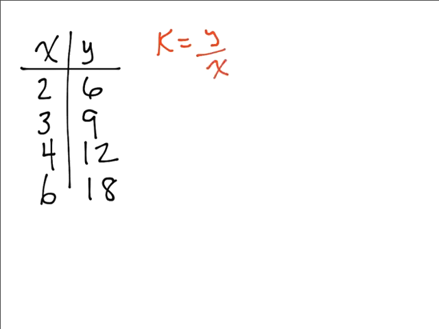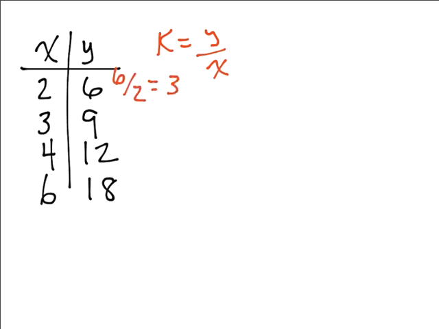Now k, of course, is the letter we use for the word constant, and we're always going to be dividing the output over the input. Simple as that. No matter which side's bigger, which side's smaller, it's always y over x. So we jump in here and do some pretty simple calculations.